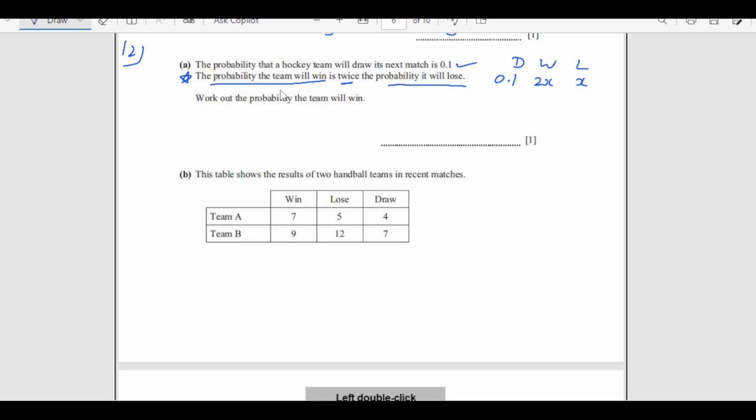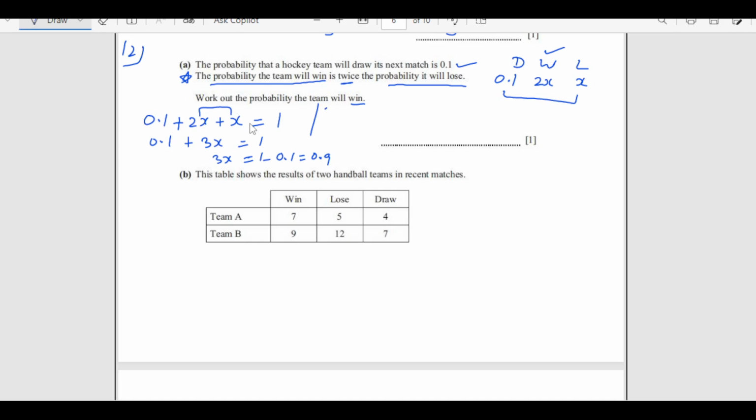I'm repeating, the probability that it will win is twice, 2 times the losing, right? So work out the probability that it wins. Now you know that the sum of the probabilities is always equal to 1. So we add all these 3, and this is equal to 1. So 0.1 plus 2x plus x, which is 3x, equals 1. So 3x is 1 minus 0.1, which is 0.9. So 3x is 0.9, divide by 3, so x became 0.3, the probability of losing.